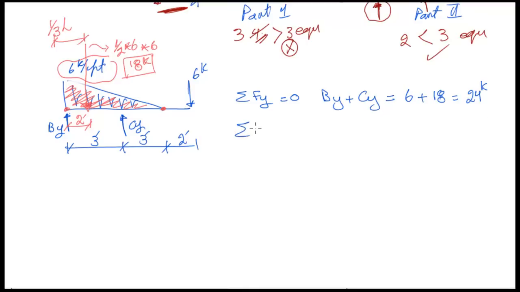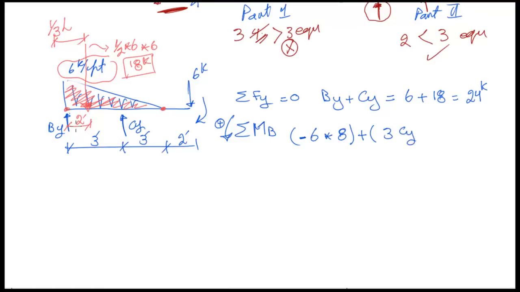The second equation I'm going to use is the summation of the moments about B, and I'm going to take this as my positive direction. So what do I have? I have 6 multiplied by the whole length, which is 8, and the direction of the rotation is this way. This is the direction of the rotation, so it's a negative sign, plus then I'll have the Cy multiplied by 3.